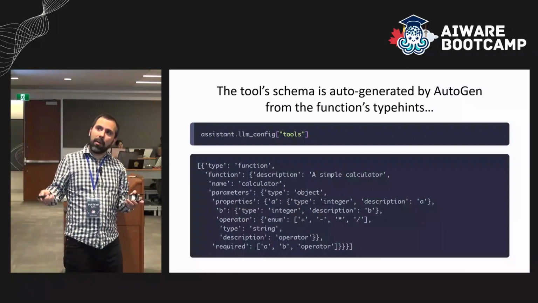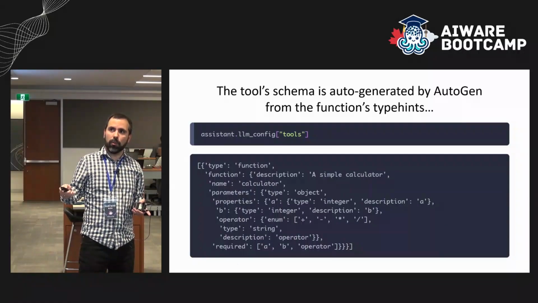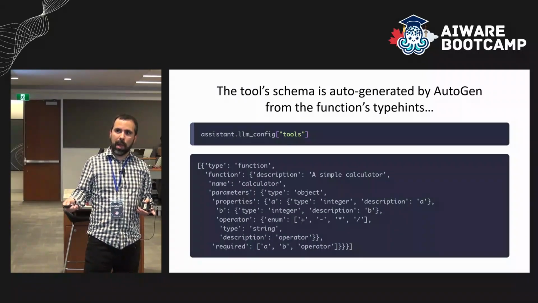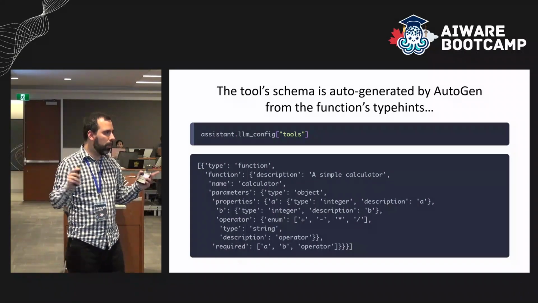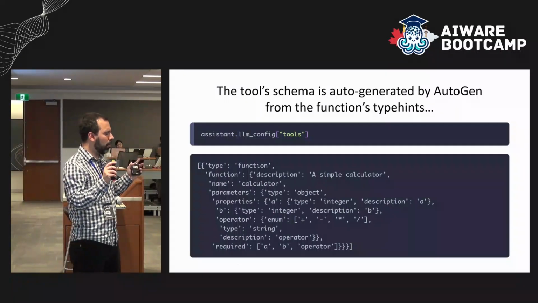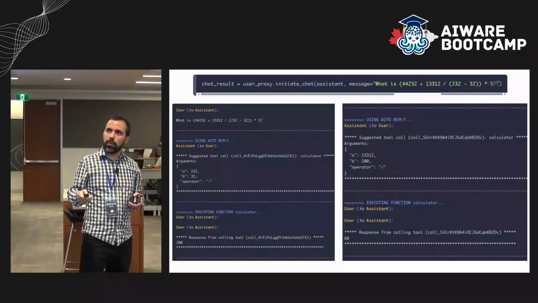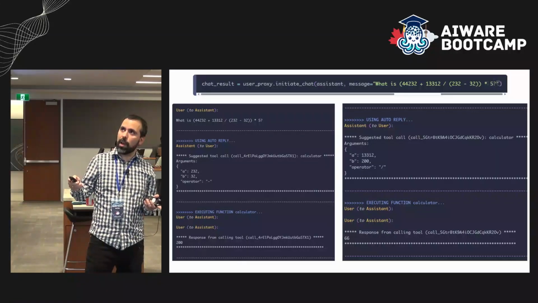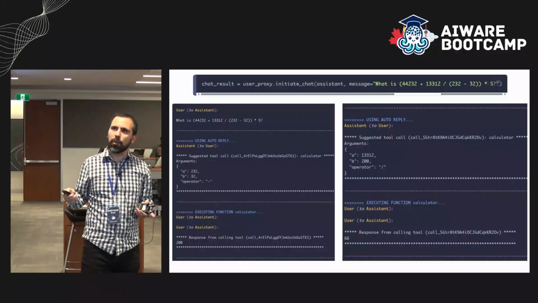So after you do it, you can see that if you go to the assistant and do .llm_config tools, you can see how Autogen sort of magically defined this schema, right? That is compliant with the OpenAI way of defining the schemas for tools, which is kind of cool. Okay, and how does it go? So user proxy, initiate chat. What is this crazy equation? Well, not crazy, right? That's this calculation here.